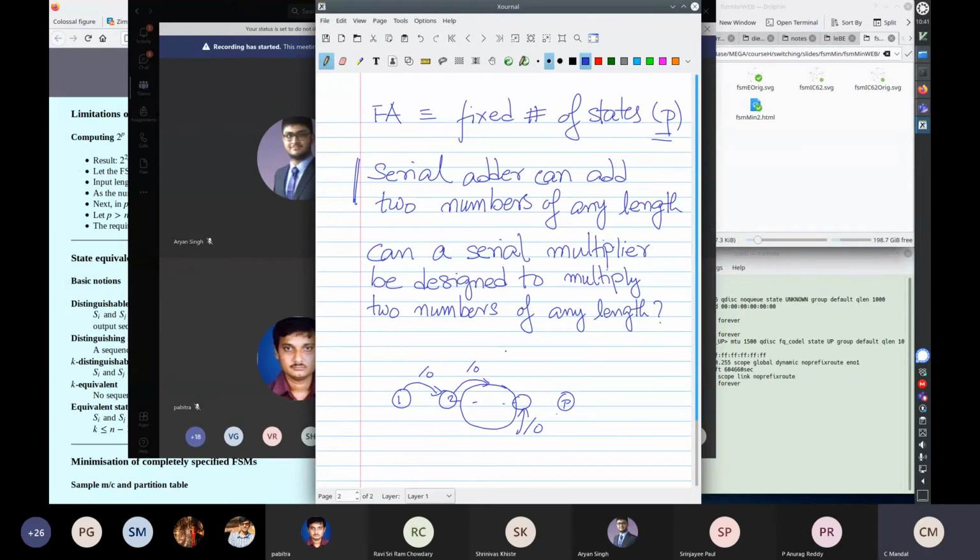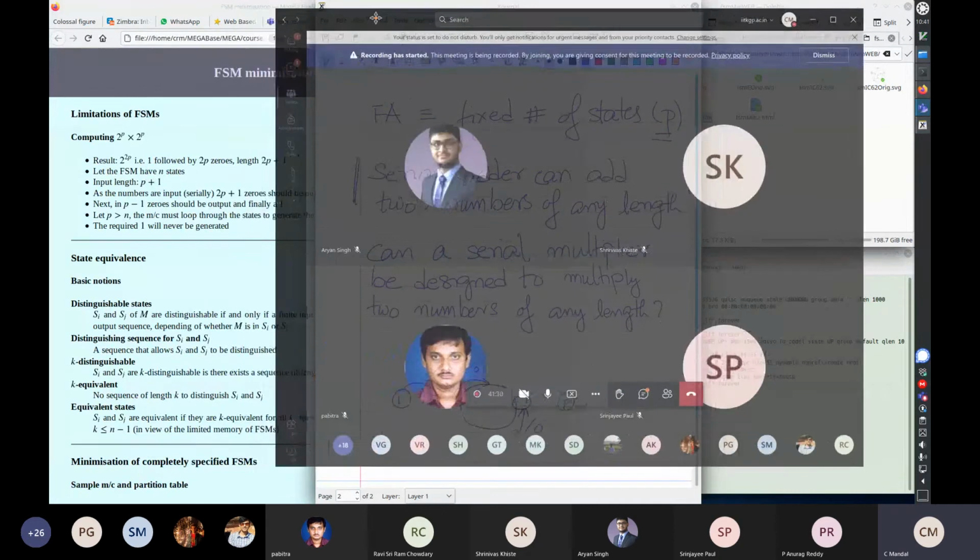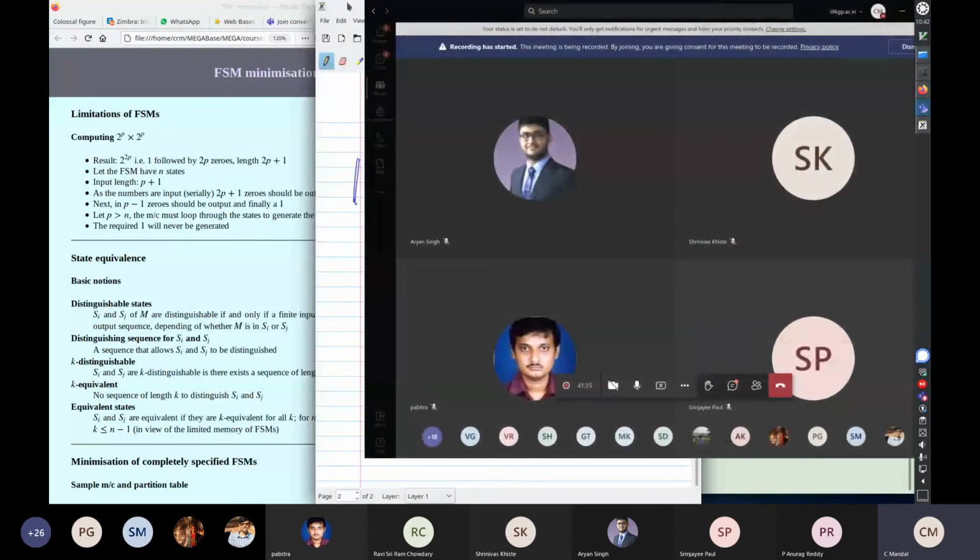Okay. So that is the argument. You just don't have enough states to remember how to output the required number of zeros correctly. So that's why you cannot design a serial multiplier, a finite state serial multiplier, which can multiply any two numbers of any length. That is a basic limitation of a finite state machine, or for that matter, a finite automaton. This is an important aspect which you should remember.